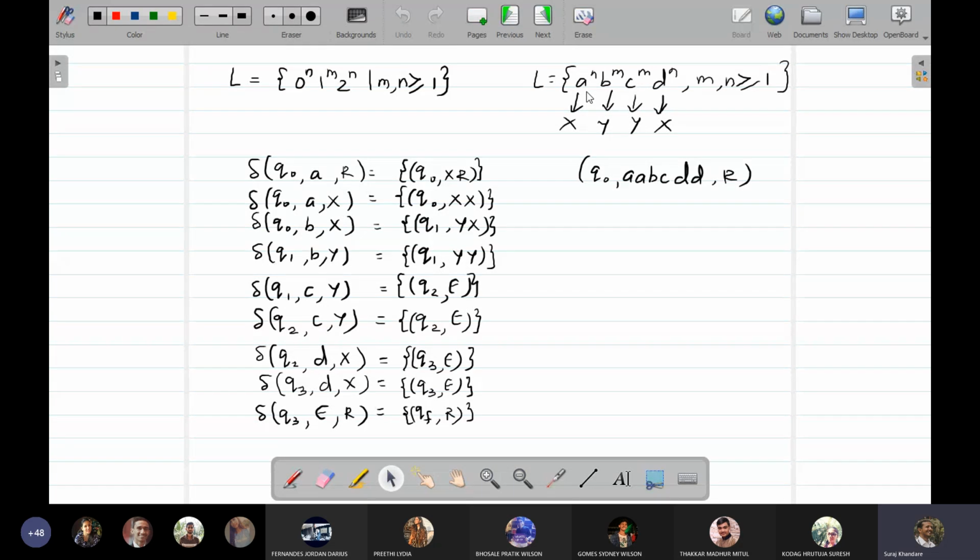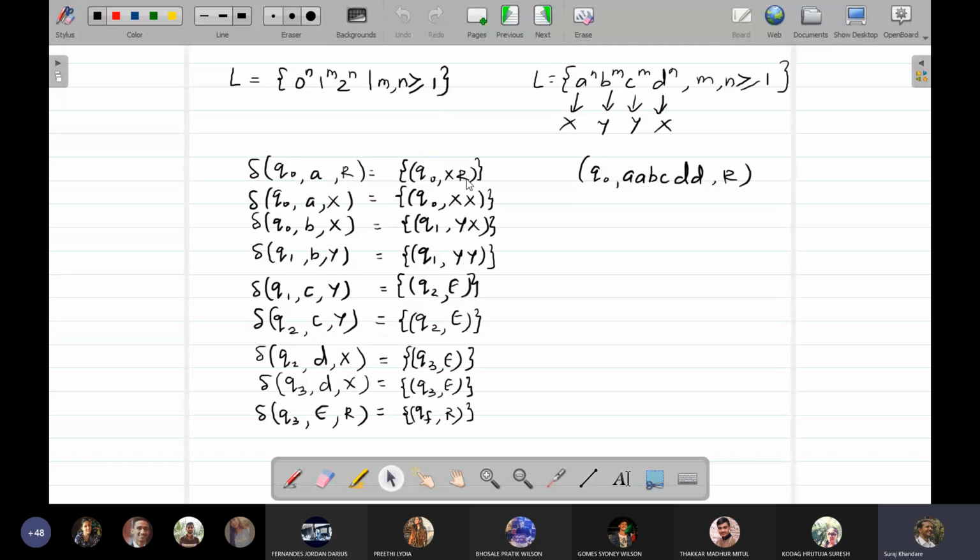So we have to match the number of A's with the number of D's and the number of B's with the number of C's. So we use two different elements to be pushed onto the stack, pushed and popped. For each A we push X, for each D we pop X, for each B we push Y, and for each C we pop Y. And there are four different states, Q0, Q1, Q2 and Q3.